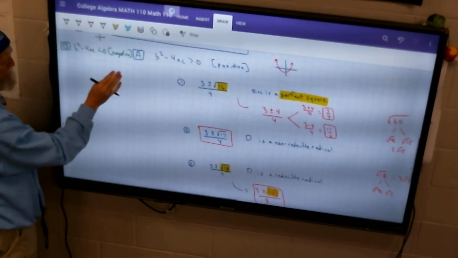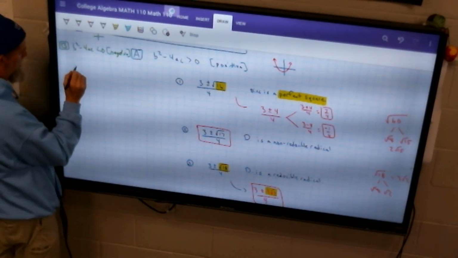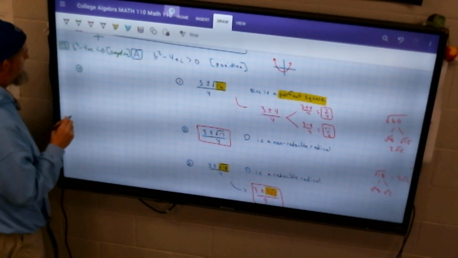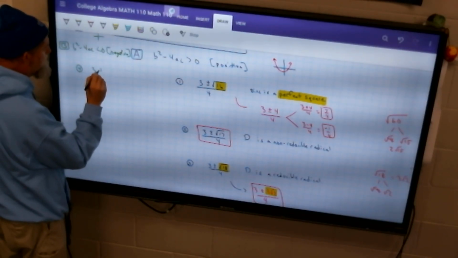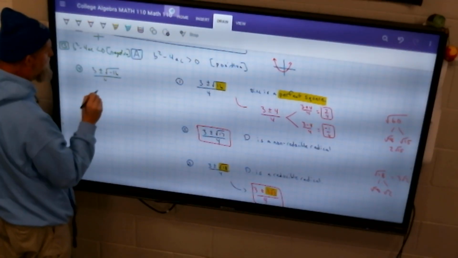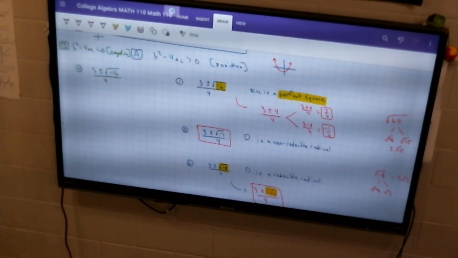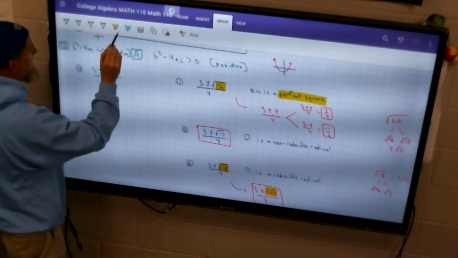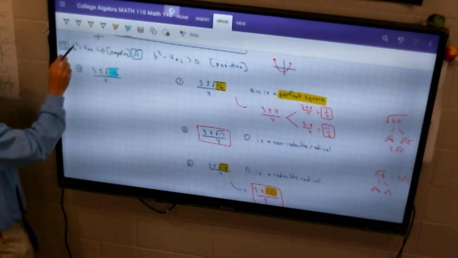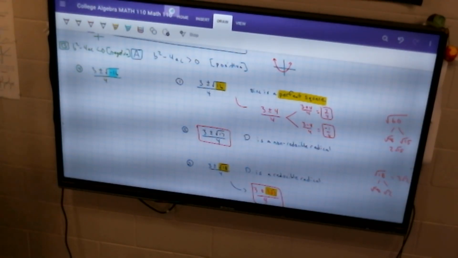Okay, so we're going to go through our possibilities again. Number 4. If it is a perfect square, so I would have 3 plus or minus the square root of negative 16 over 4. And the difference being, here I have negative 16, not positive. So what would be the square root of negative 16?